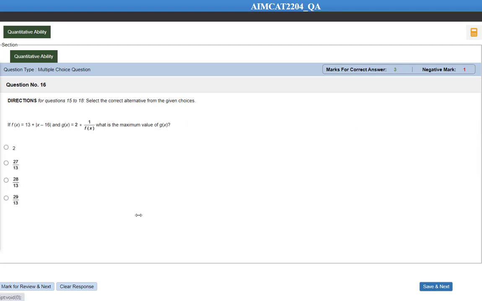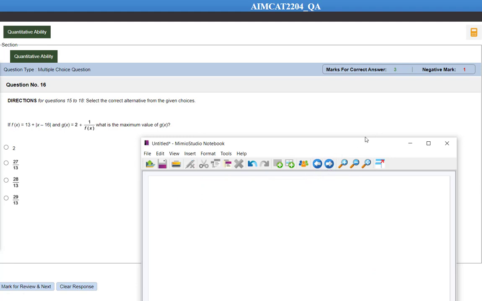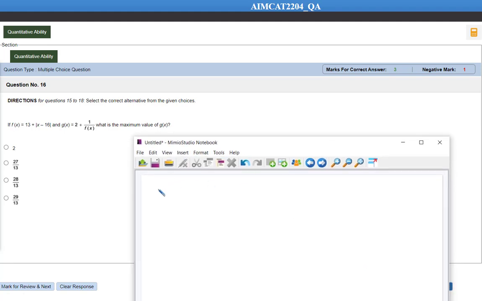After this, the next question: if f of x is equal to 13 plus mod of x minus 16 and g of x is equal to 2 plus 1 upon f of x, find the maximum value of g of x. Okay, this looks easy because we know that the minimum value of mod is always 0. Hold on, let's have a look at it. So we are supposed to find the maximum value of g of x.